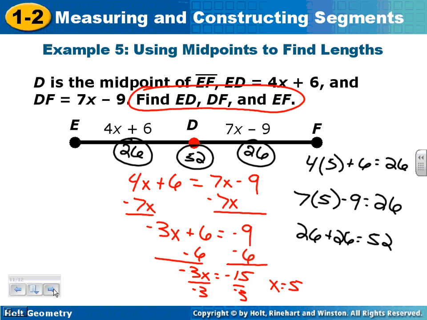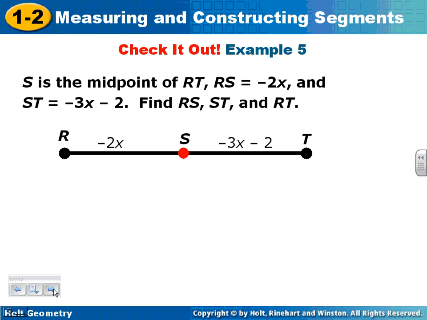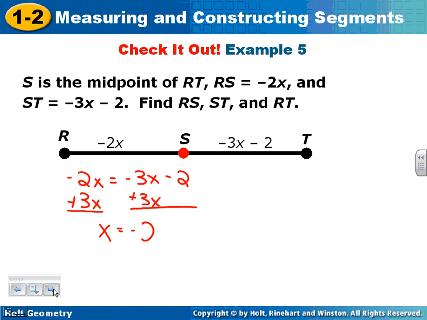Let's try another one. Last one. S is the midpoint of RT. RS is negative 2x. ST is negative 3x minus 2. Let's write my equation. Negative 2x equals negative 3x minus 2. Solve that. I would simply add 3x to both sides. That gives me 1x. It's negative 2.